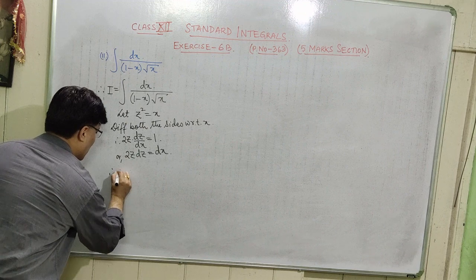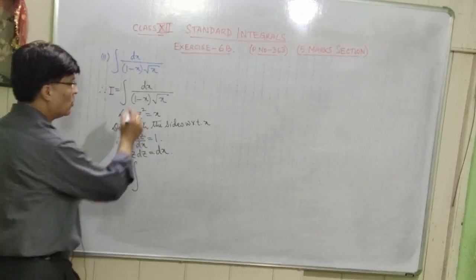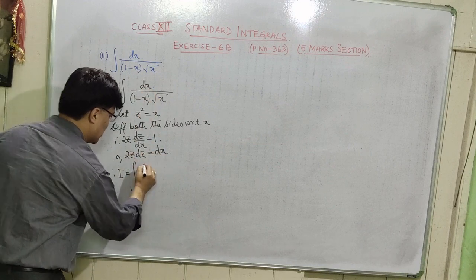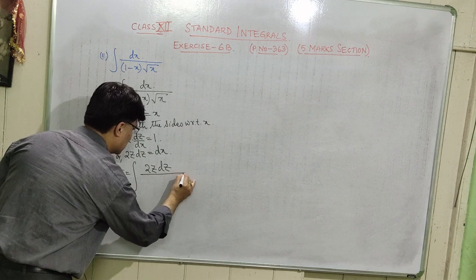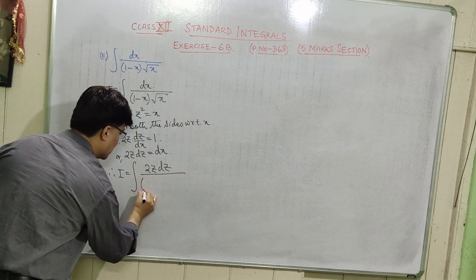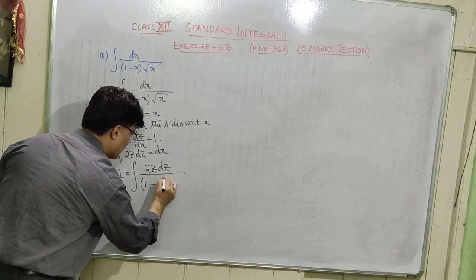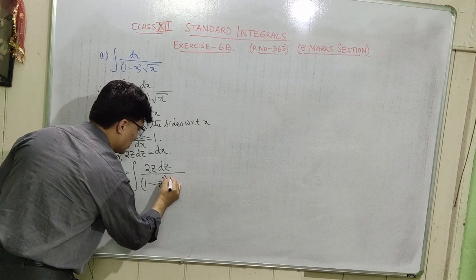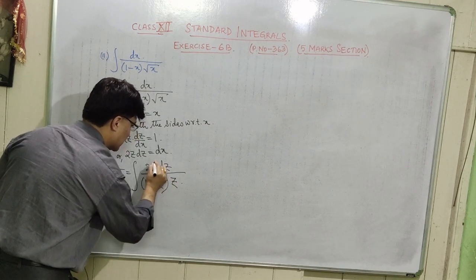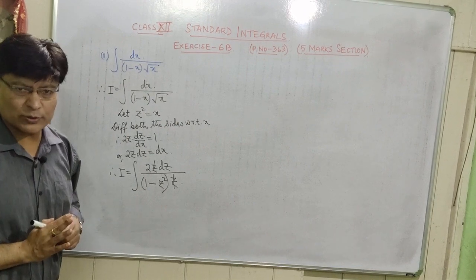So therefore now I becomes, I is equal to integration of, what is the value for dx? It is 2z dz. It is 2z dz divided by within bracket 1 minus, what is x here? It is z square, bracket closed, and within square root this is z square. What is within square root z square? That is your z. So here z will be cancelled. So I think you have understood it.